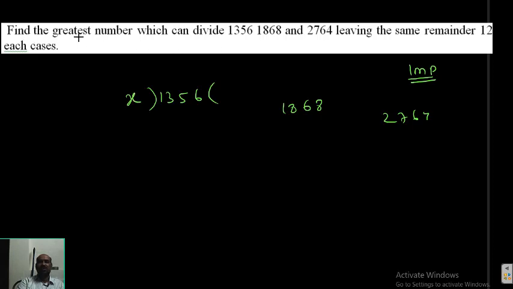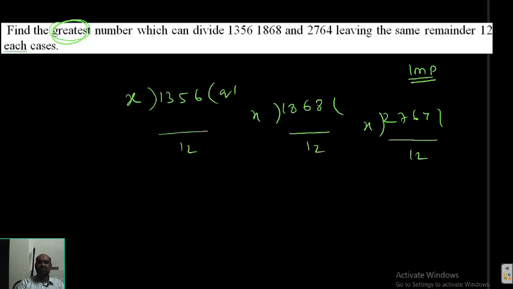Find the greatest number which can divide 1356, 1868 and 2764 and gives the same remainder 12. So here the quotient is q1, here the quotient is q2, here the quotient is q3. You get some x values, and among those x, the greatest one you want to find. That is the greatest required number.